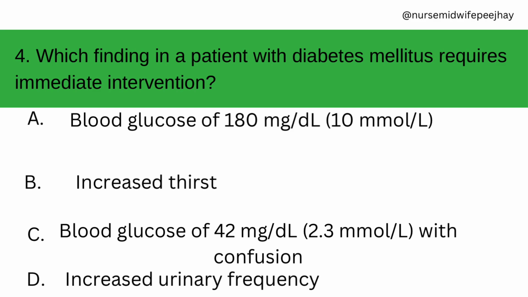4. Which finding in a patient with diabetes mellitus requires immediate intervention? A. Blood glucose of 180 mg per deciliter, 10 mmol/L. B. Increased thirst. C. Blood glucose of 42 mg per deciliter, 2.3 mmol/L, with confusion. D. Increased urinary frequency. The correct answer is C.